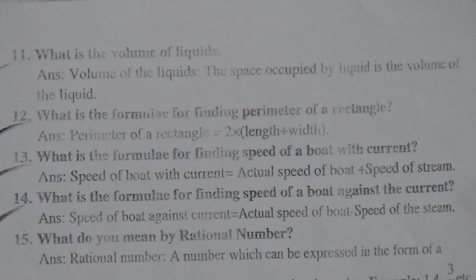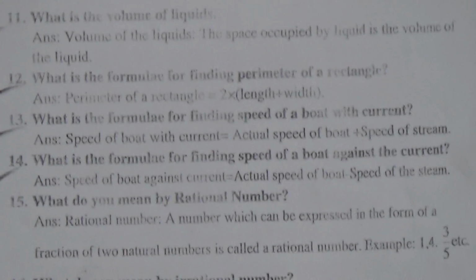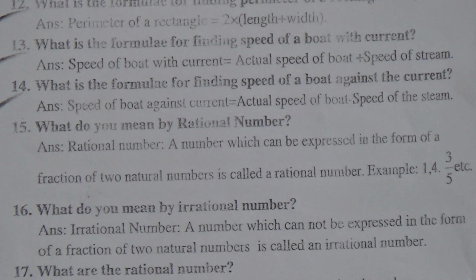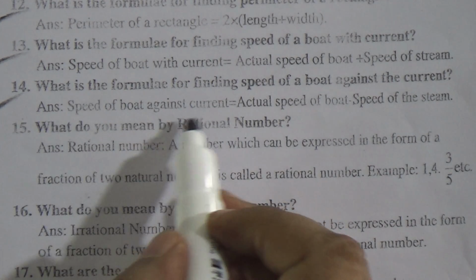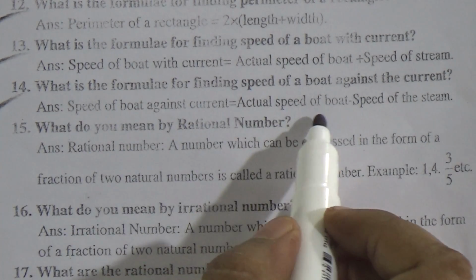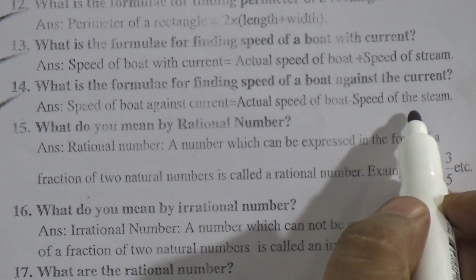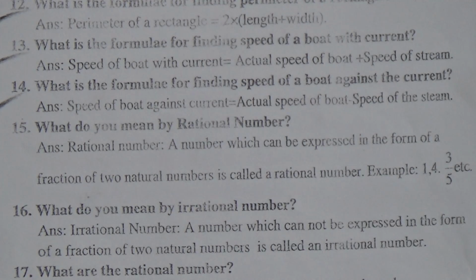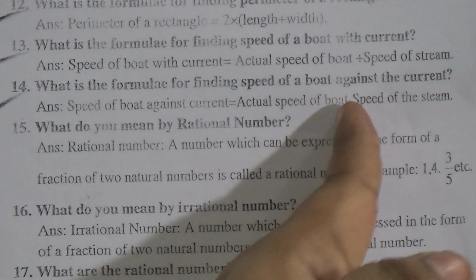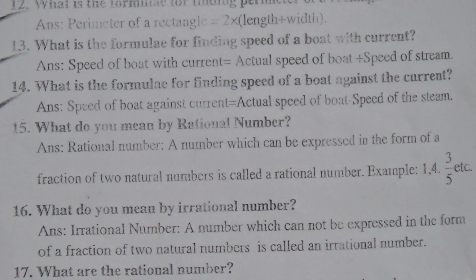Question number 14. What is the formula for finding the speed of a boat against the current? Speed of the boat against the current equals actual speed of boat minus speed of the current, the speed of the stream. That is because the speed of the stream is an obstacle to the speed of the boat. For this reason, subtraction happens, that means the minus sign is used here.